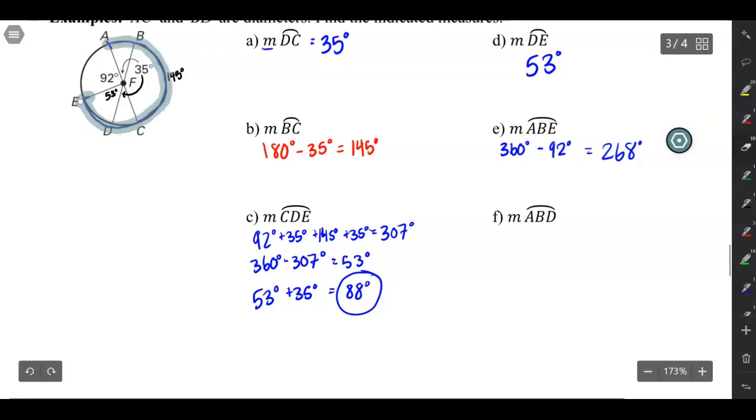Now the next arc that we're going to look at is actually very similar. It's arc A, whoops, I forgot to switch back to blue. It's arc ABD.